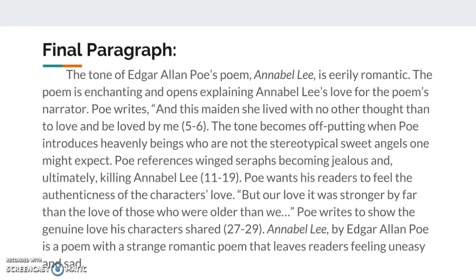Poe wants his readers to feel the authenticness of his character's love. "But our love, it was stronger by far than the love of those who were older than we." Poe writes to show the genuine love his characters shared. Annabel Lee by Edgar Allan Poe is a strange romantic poem that leaves readers feeling uneasy and sad.